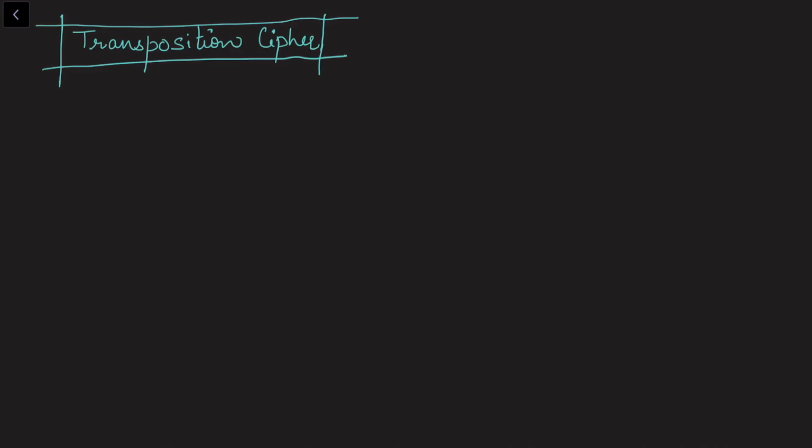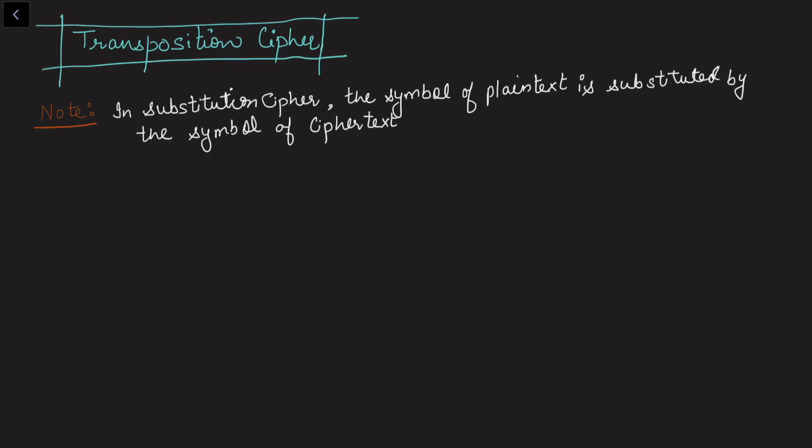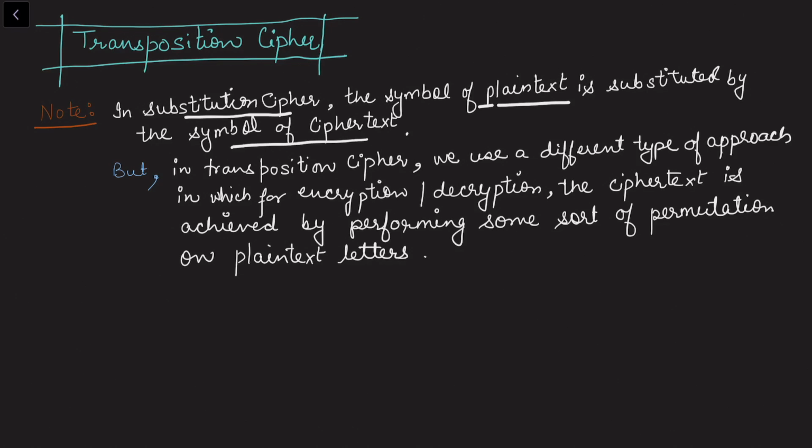In this video we'll be talking about transposition cipher. Note that in my earlier videos I have talked about substitution cipher, in which the symbol of plain text is substituted by the symbol of ciphertext. But in transposition cipher we use a different type of approach in which, for encryption and decryption, the ciphertext is achieved by performing some sort of permutation on the plain text letters.